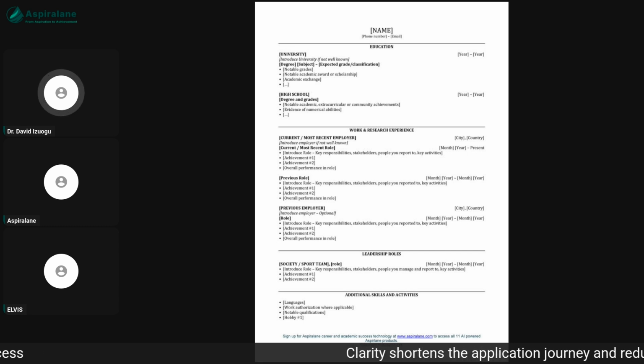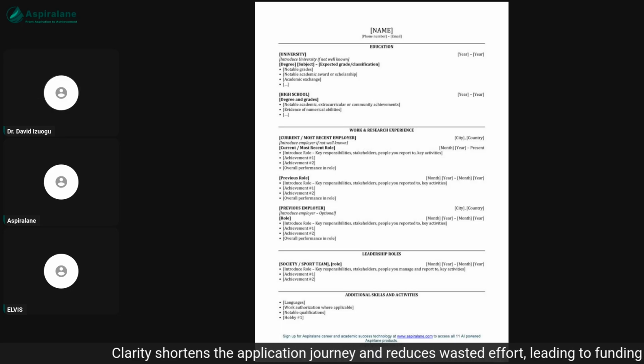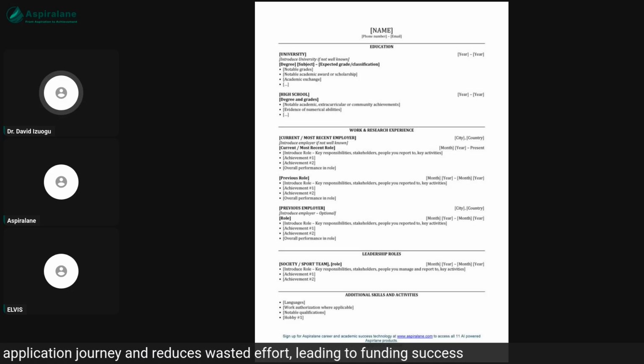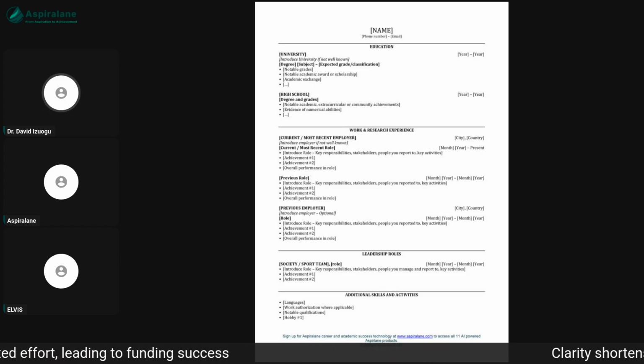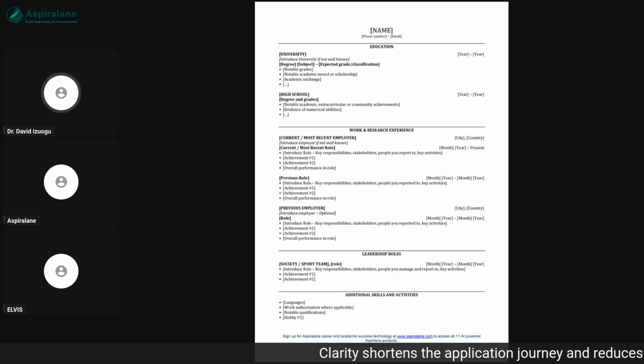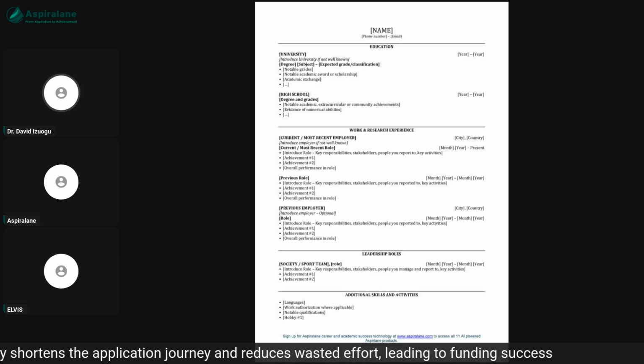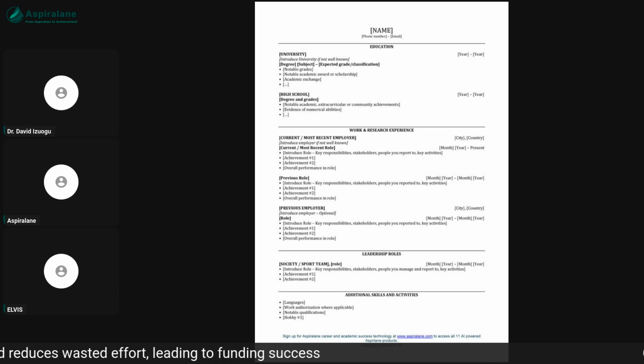Now you move down within each category. You see the school name, which is your university name, your high school name. Then you go into the work and research experience. You see the current or most recent employer, all capitalized. You move down to previous employer. So the employer names are all capitalized. Under leadership role, the society you held that leadership role in is also capitalized. You see that consistency we're talking about.